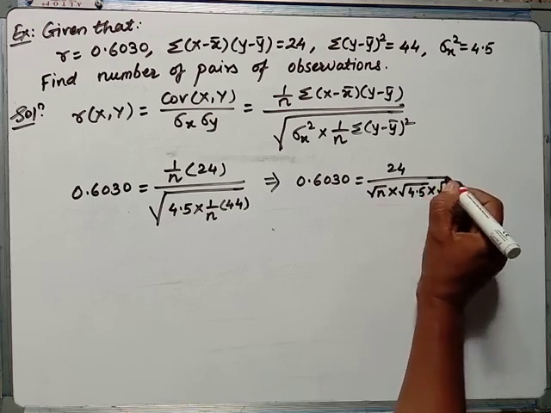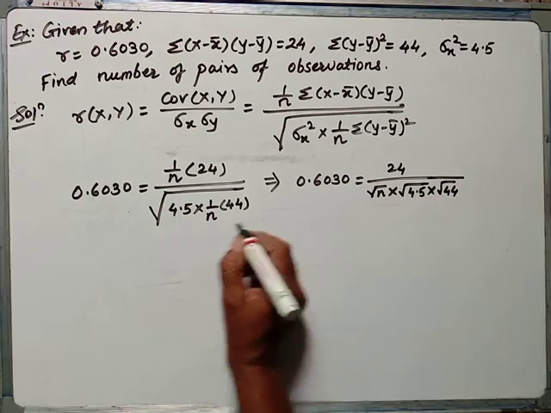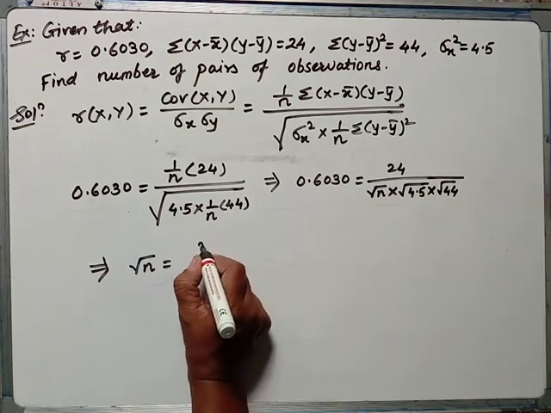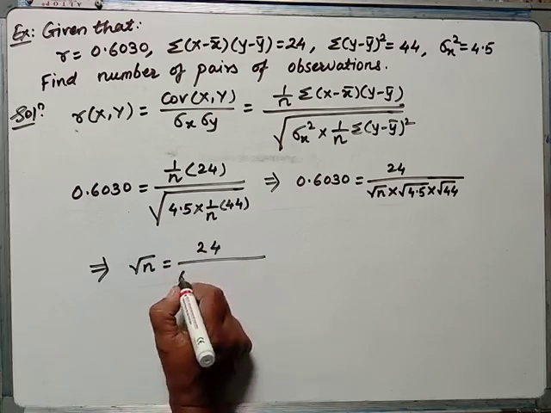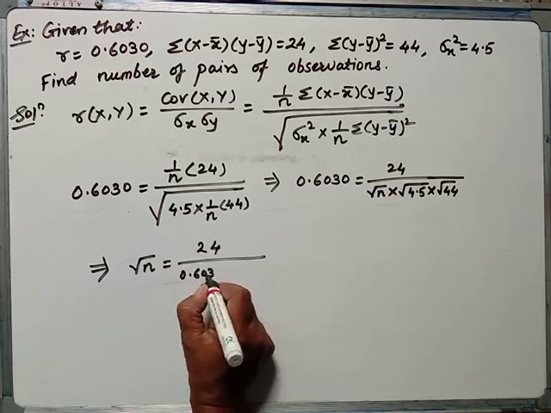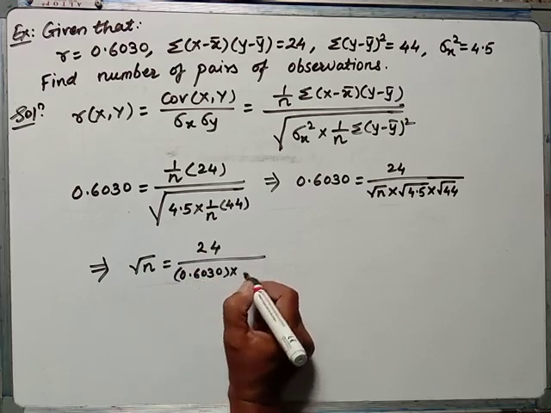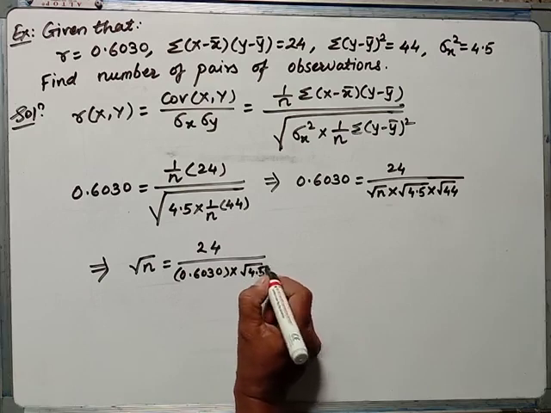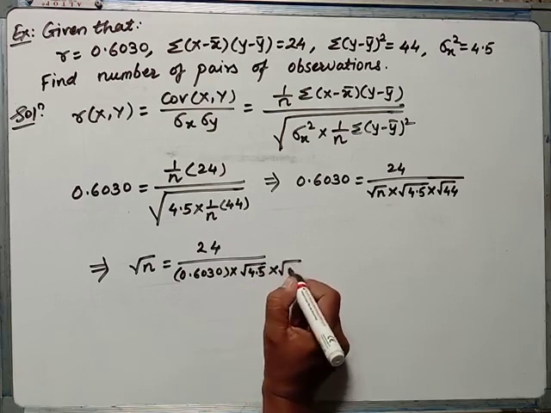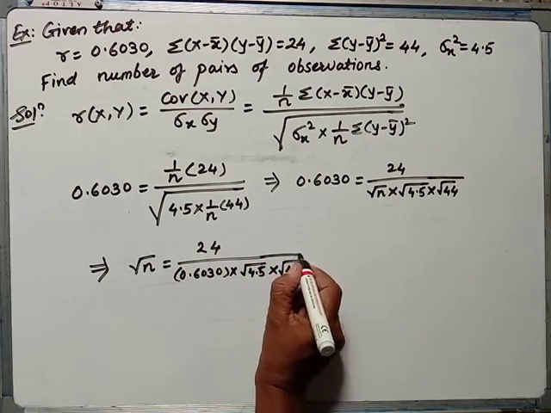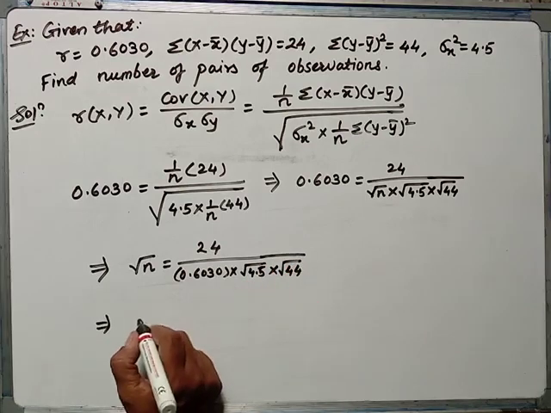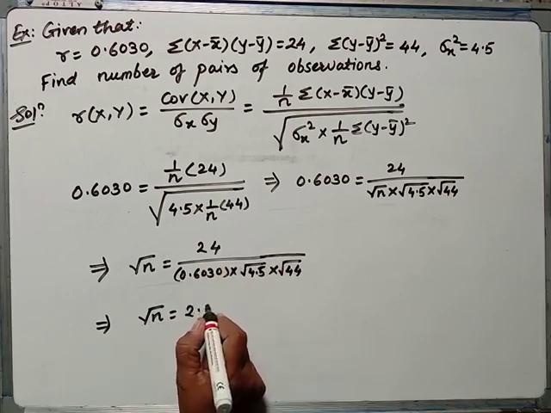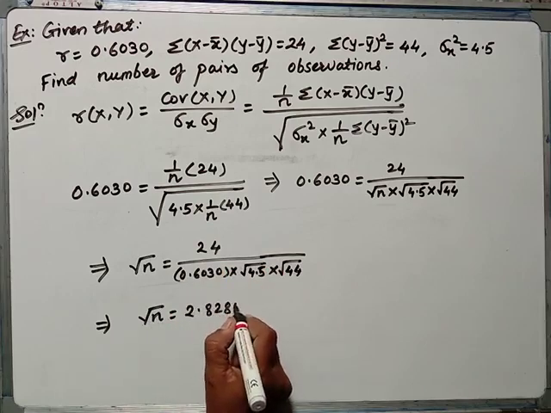This is the same as square root n equal to 24 upon 0.6030 into square root 4.5 into square root 44. The denominator is as it is. So we get square root n, simplifying it, we get 2.8285.